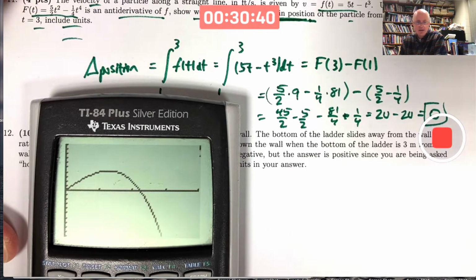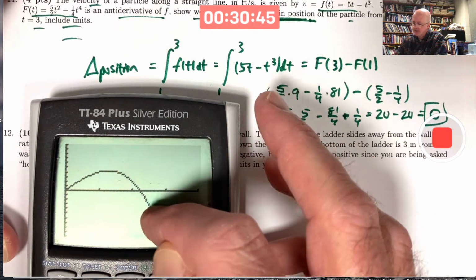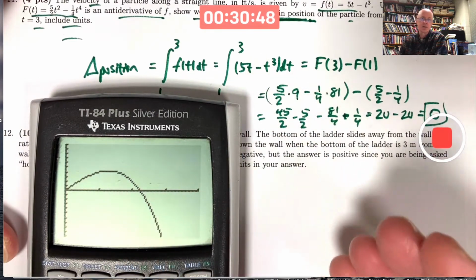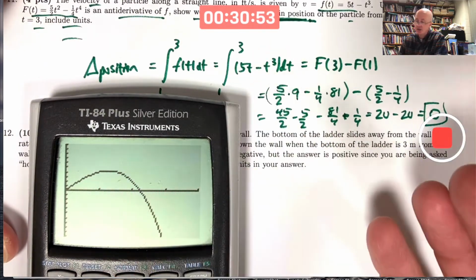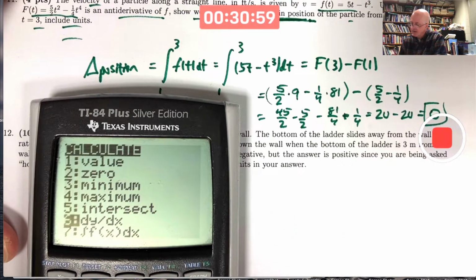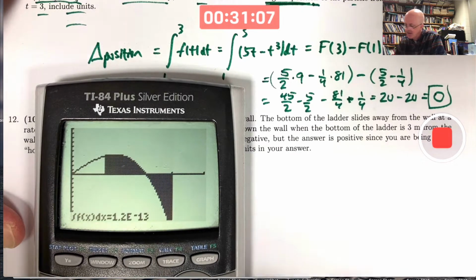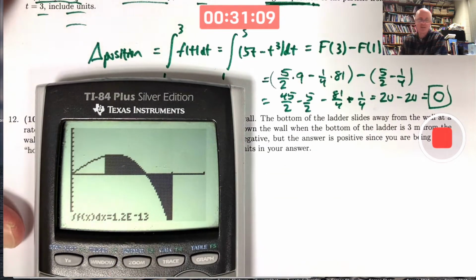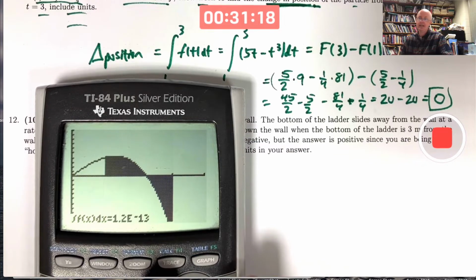It's positive velocity there, then negative velocity. From 1 to 3, there's some positive values of velocity, some negative. The particle is moving to the right, say, at first, and then to the left. Do these areas cancel each other out? Evidently they do, if I have not made a mistake. Let's go ahead and calculate the integral from a lower limit of 1 to an upper limit of 3 and see if we do get, in fact, 0. And yeah, that is 1.2 times 10 to the negative 13. That's rounding error to 0. The answer truly is 0. These areas cancel each other out for the definite integral.